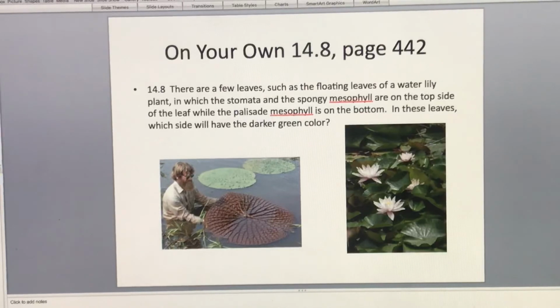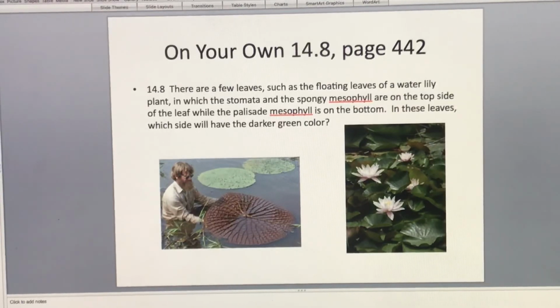So let's look at question on your own 14.8. The question is, there are a few leaves, such as the floating leaves of a water lily plant, in which the stomata and the spongy mesophyll are on the top side of the leaf, while the palisade mesophyll is on the bottom. In these leaves, which side will have the darker green color?